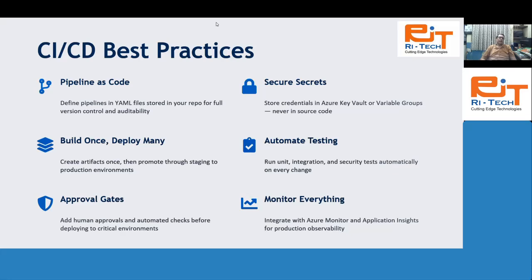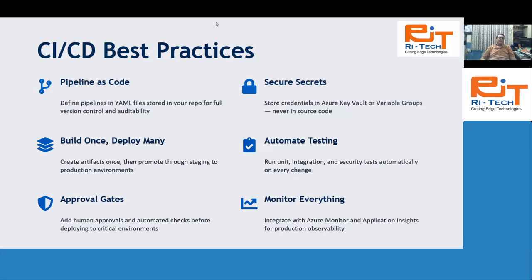So build once and deploy many. You create your artifact once, so that it can be created once, then promoted through the staging environment to production. So build once, deploy many. You need to follow this particular practice. Otherwise, every time something happens, you are building again and then deploying again. So building will be once and deploy will be many times.